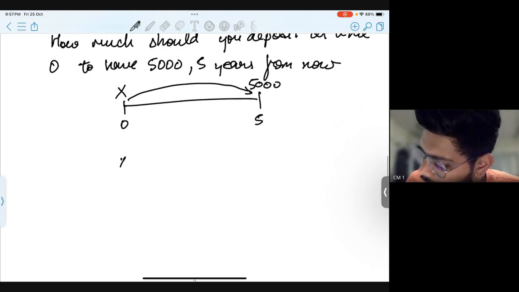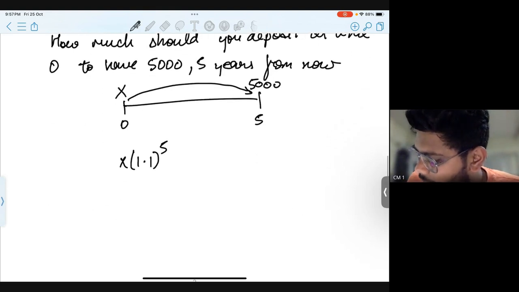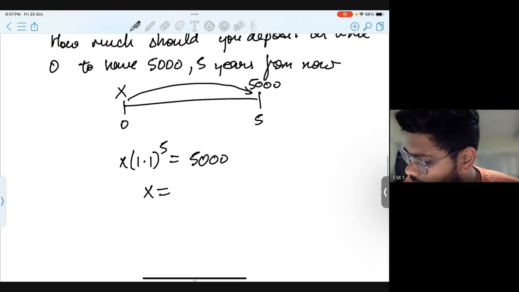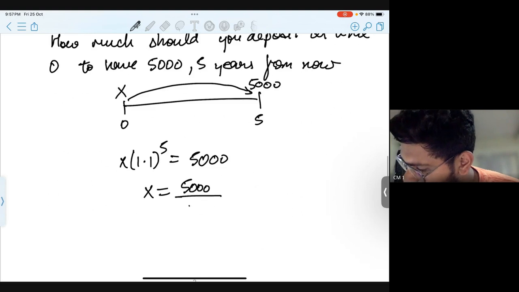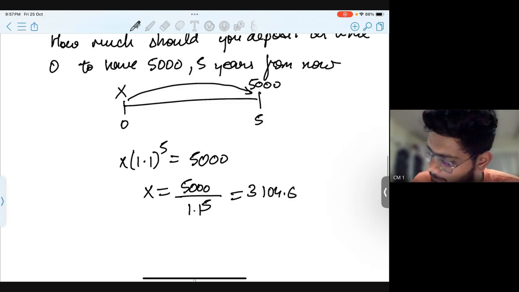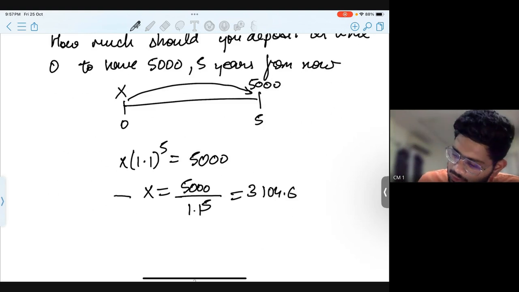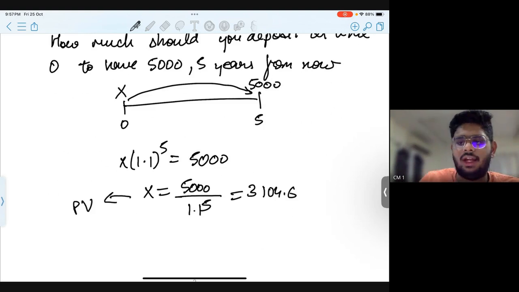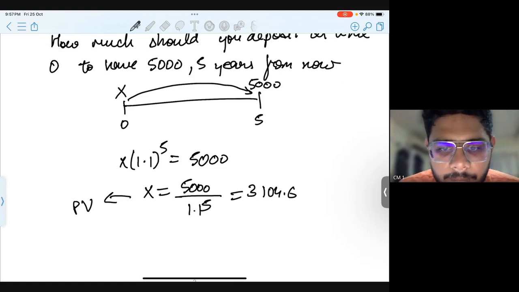So x into 1.1 whole power 5 is equal to 5,000. So what is my x? X is equal to 5,000 upon 1.1 whole power 5, which is equal to 3104.6. ठीक है. X is called the present value of that stream of cash flow. ठीक है.